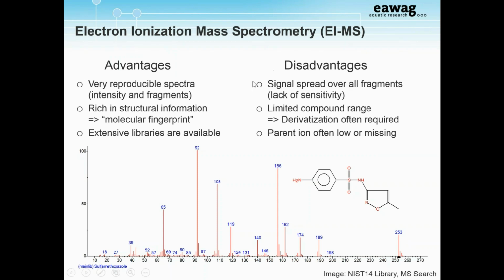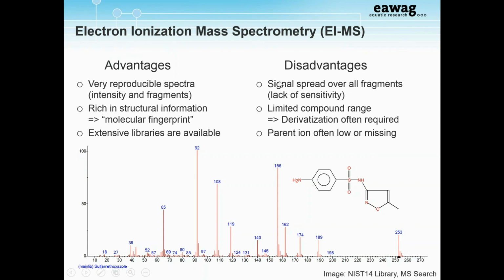Some of the disadvantages with EIMS: the nice part of the fingerprint is that you get so much information, but the signal is actually spread all over all of the fragments, so this is a lack of sensitivity. There is also quite a limited compound range because you require the coupling with GC-MS. So this means that derivatization is often required, and this can add to the complexity of interpretation.